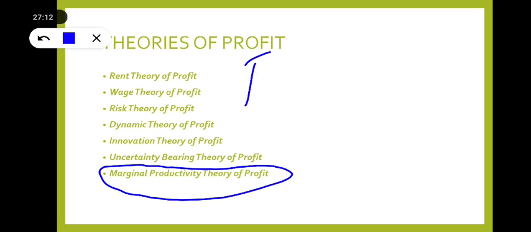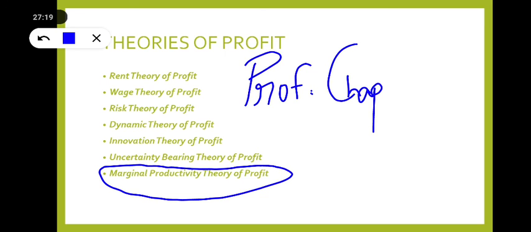This theory was propounded by Professor Chapman. The profits are equal to the marginal worth of an entrepreneur and are determined by the marginal productivity of the entrepreneur. When the marginal productivity is high, profits will be high. Just as the marginal revenue productivity of any factor represents the demand curve. But this theory also has some criticism.